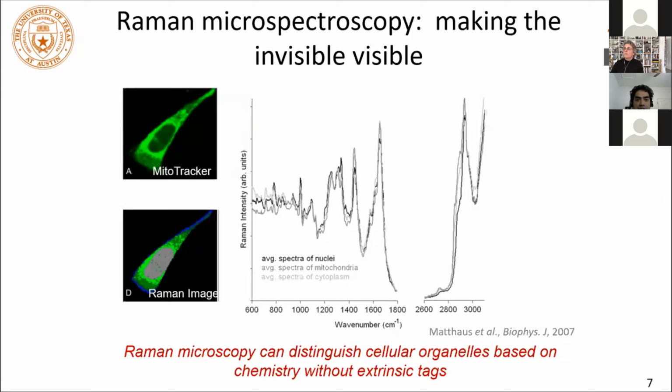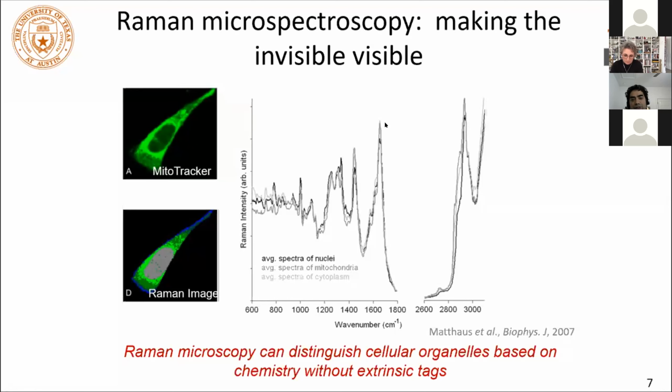And so in this case, what you see is the ability to highlight where the mitochondria are in the cell, but do it only from the molecular information that you get, right? Where the CH2s are, where the CH3s are, all of these different modes, and you combine them in different ways to highlight different structures in cells. So that's kind of cool because in this case, the only reason the mitochondria are tagged is to validate the clustering that's been shown, but in principle, you don't actually need it, okay?